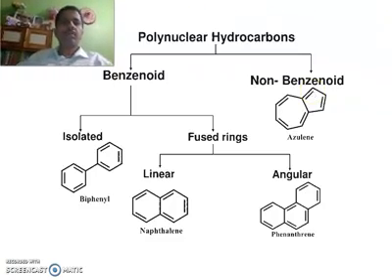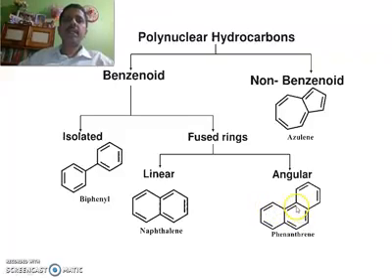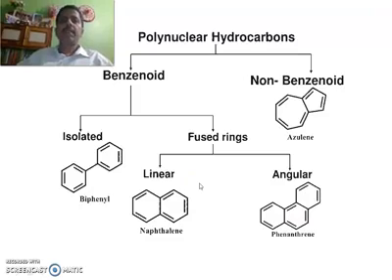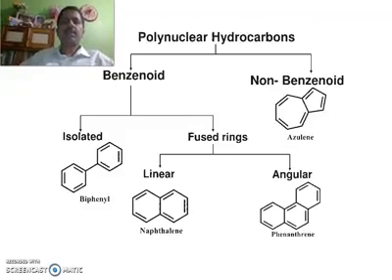Now, among the benzenoid compounds, we generally see that if the two benzene rings are isolated via some bonds or some skeletons, then it will be known as isolated benzenoid hydrocarbons. And if both the benzene rings are fused together, not isolated via any link, then such benzenoid polynuclear hydrocarbons will be fused rings. But at our BSc level, we are restricted to study only the fused ones, that is, fused polynuclear benzenoid hydrocarbons.